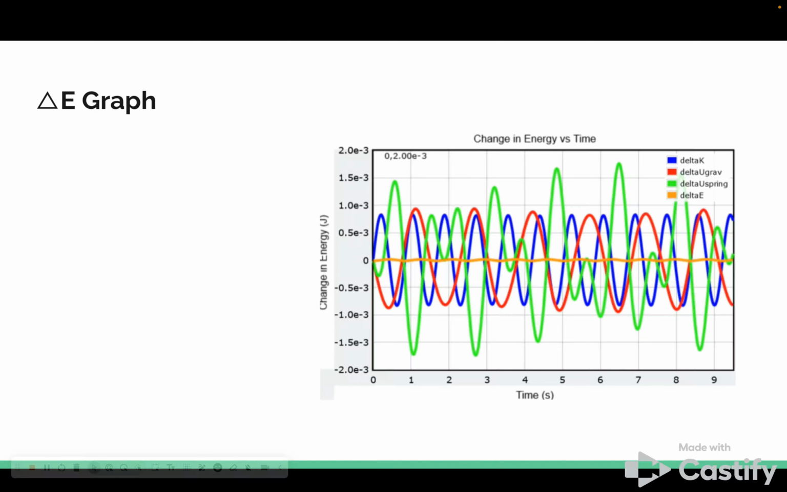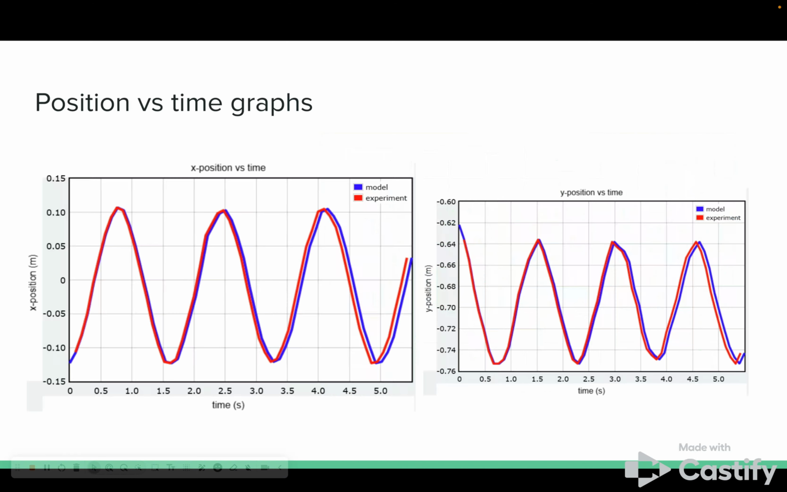So here's my change in energy graph with all the different delta changes in kinetic energy, gravity, and the overall change in energy, and also the spring potential. Here are the position versus time graphs, where the blue is my model and the red is the experiment. I have two graphs, the x position versus the time and the y position versus the time.